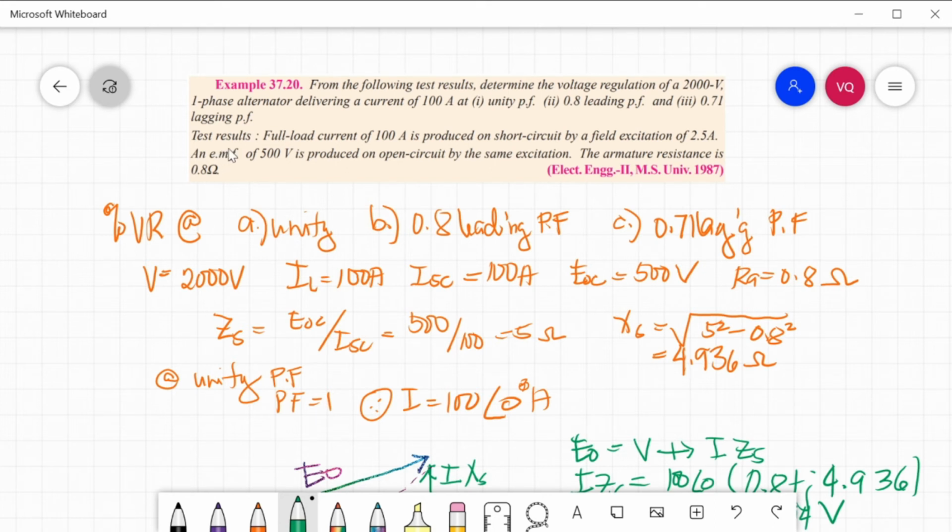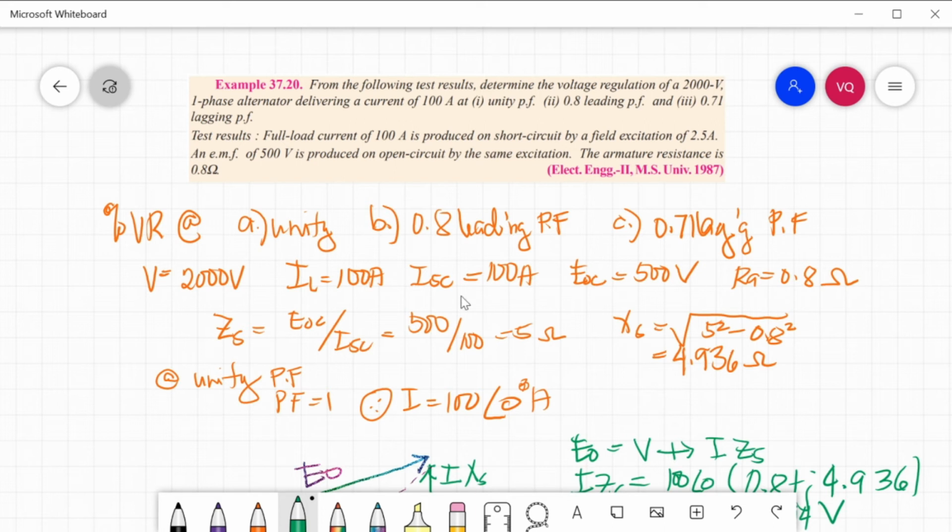So these are the test results in a synchronous alternator. Full load current of 100 amperes is produced on short circuit by a field excitation of 2.5 amperes. So we have a field excitation of 2.5 and it results in a short circuit current of 100 amperes. An EMF of 500 volts is produced on open circuit by the same excitation. The armature resistance is 0.8 ohm. So we are going to solve the voltage regulation at unity, 0.8 leading power factor and 0.71 lagging power factor.